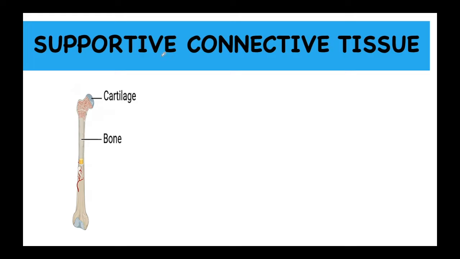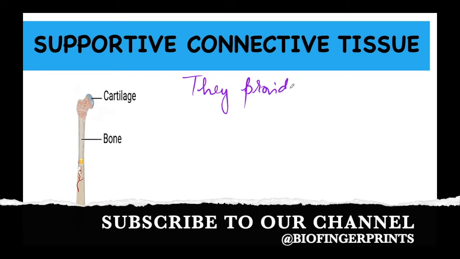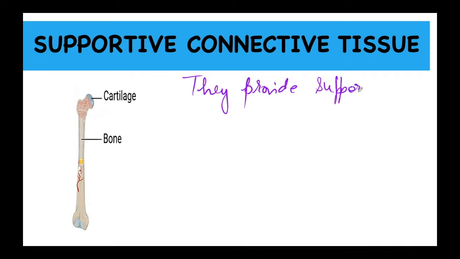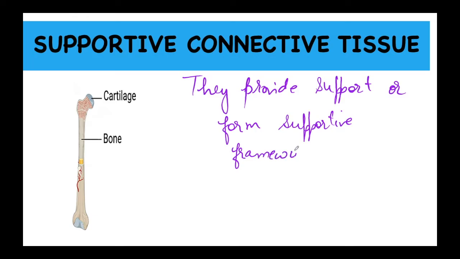Moving on to the second type of connective tissue, supportive connective tissue. This is another class of connective tissue, and it is divided into two main parts, cartilage and bone. So they provide support or form a supportive framework in your body. So therefore they are known as supportive connective tissues. So I am writing here the function. They provide support or form a supportive framework in our body.